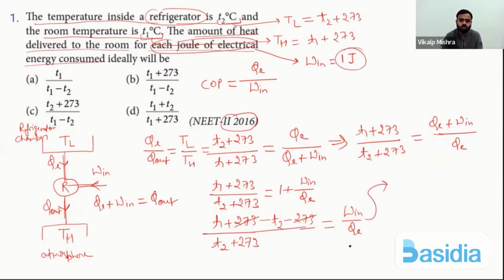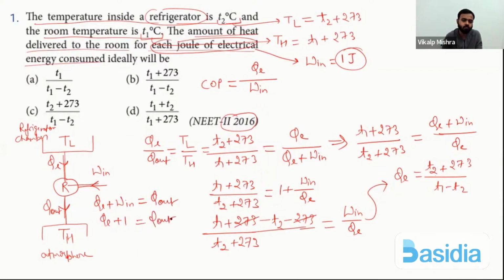And Q extracted will be the reciprocal: T2 plus 273 divided by T1 minus T2. This is QE, put the value of QE here. And after that, you can find Q out. So QE plus 1 equals Q out.